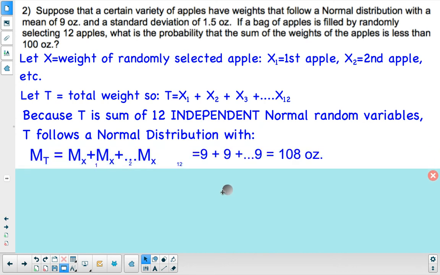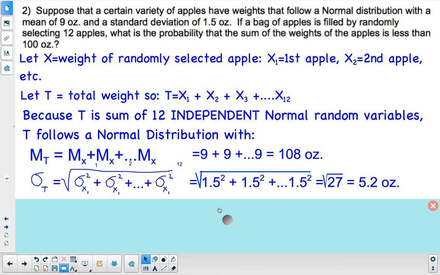So like I said, T follows a normal distribution. To find the mean, you would add the mean of the 12 different variables, 12 times. So 9 plus 9 plus, 12 times, or 9 times 12. In this case, technically adding 12 times is the same as multiplying by 12. However, with the standard deviation, it's not the same as multiplying by 12. It's actually going to be the same as multiplying by root 12. So for the standard deviation of that total, you would add all the variances, all 12 variances, 1.5 squared. And you end up with the square root of 27, which is about 5.2 ounces.